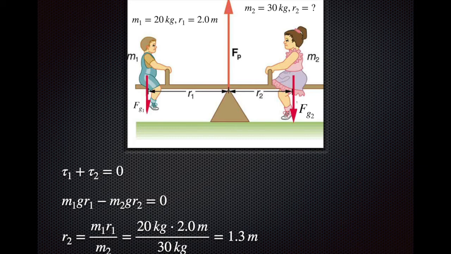So we can see that the units work out, and we will get a distance of 1.3 meters. If the heavier child sat farther away, it would start rotating in the clockwise direction.